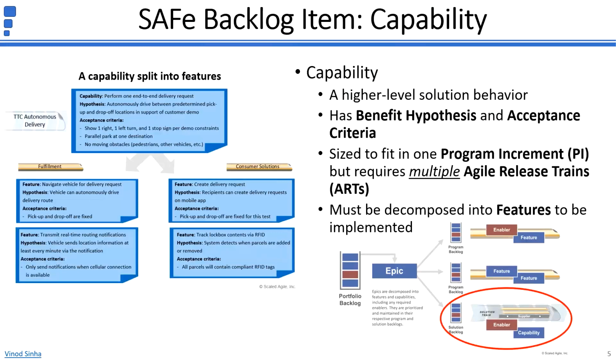While sizing the capability, it must be sized to fit in one program increment, which is 8 to 12 weeks of time frame, but may require multiple agile release trains. An agile release train is the team of agile teams that deliver features and dependencies as per the program increment objectives.